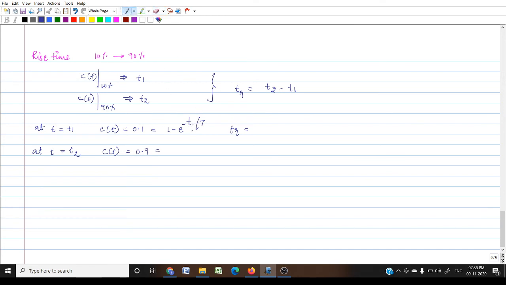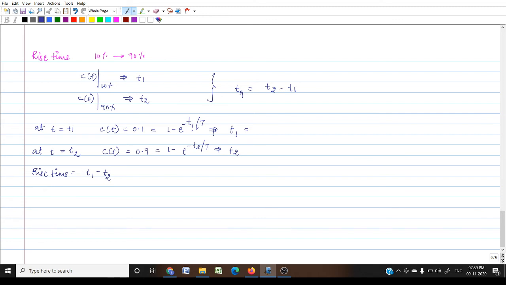So 0.9 equals 1 minus e to the power minus t2 by T. This will give us a certain value of t2, and when we simplify this equation we get t2. So the difference between t2 and t1 will be equal to the rise time. So get the difference of these two.